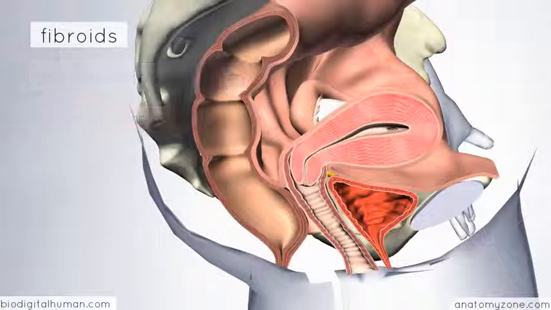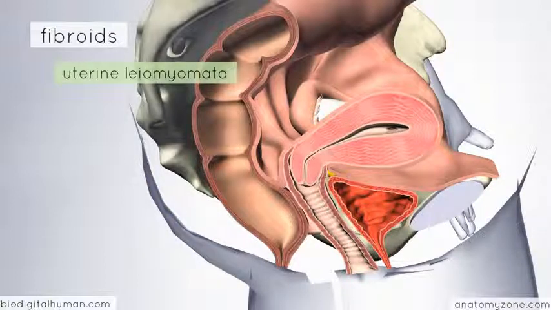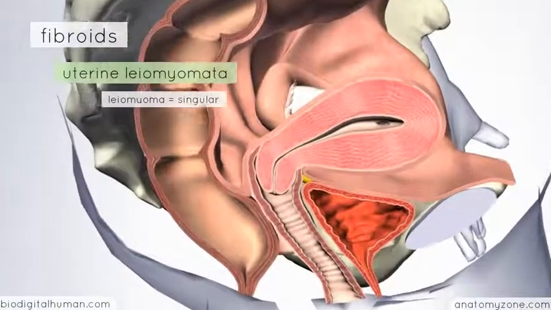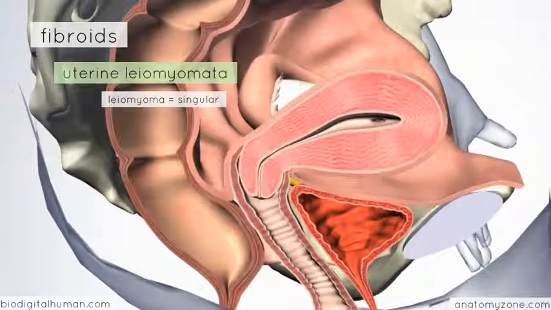Fibroids are known as uterine leiomyomata. The singular for leiomyomata is leiomyoma. These are benign tumours of smooth muscle and connective tissue differentiation, and they affect the myometrium of the uterus.